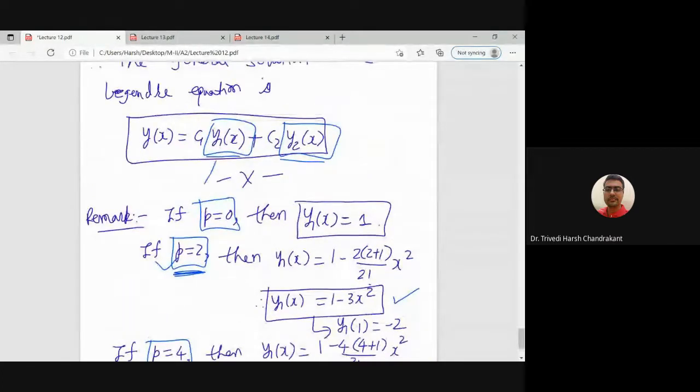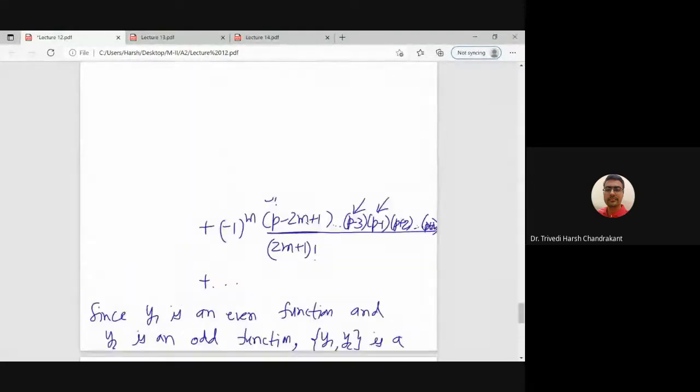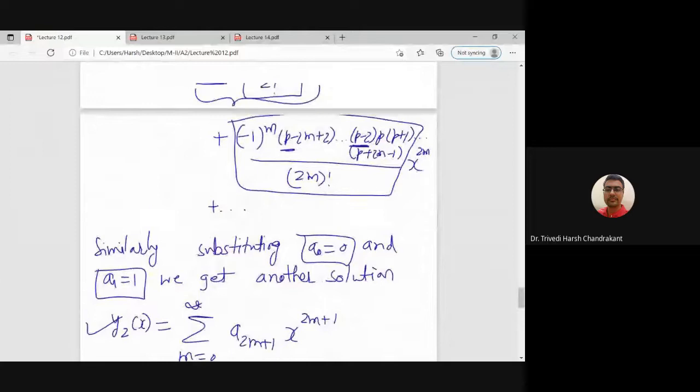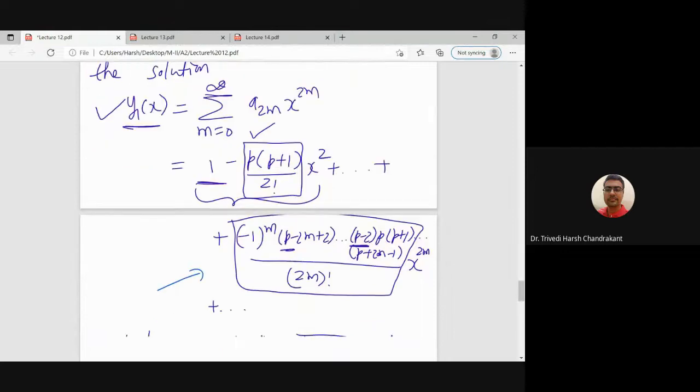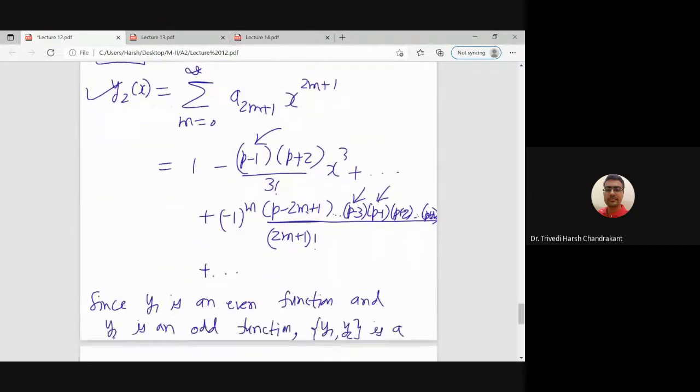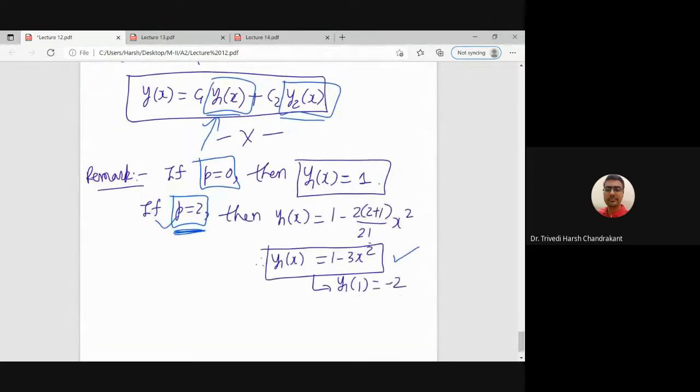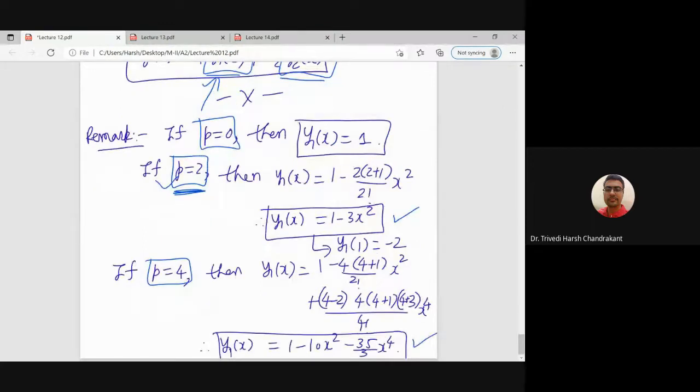So now we can see that we found the polynomial solution corresponding to 2 of the Legendre equation using this y1 function. What is y1? y1 is the even solution, this one. Using this term, we found the polynomial solution of the Legendre equation for p equals 2, right? And we got this polynomial, right? And the value of this polynomial at x equals 1 is minus 2, right?